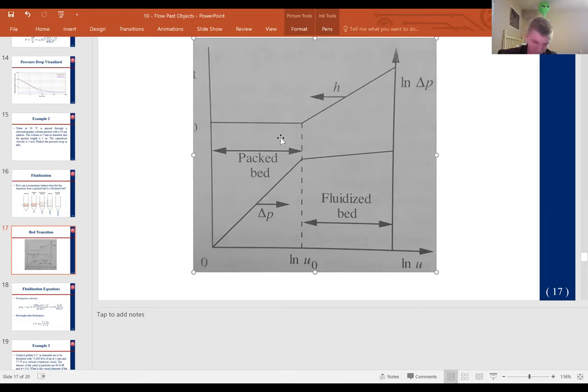I have a question. Yes. So you said the fluidization of the bed. Does that mean if we turn the fluid flow off, the bed would go back to its original form?